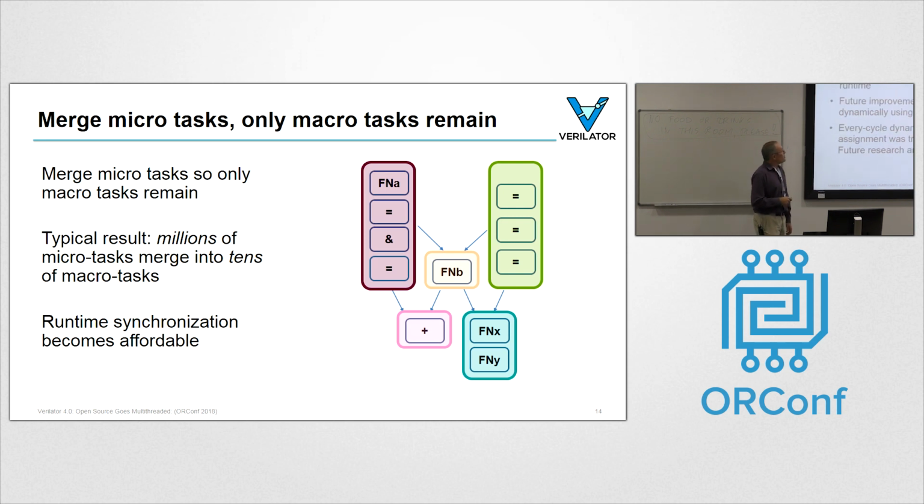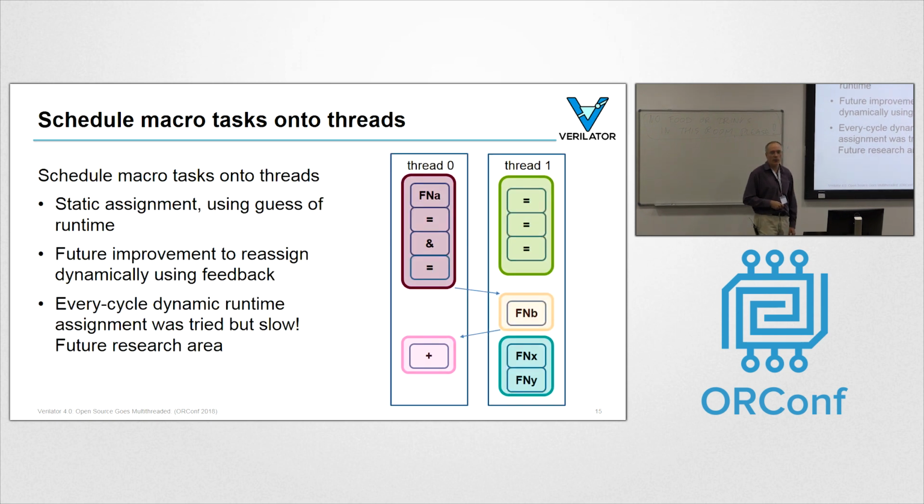Then the final thing I need to do is statically assign these macro tasks onto threads. So in this picture, I have 2 threads, for example. Okay? And it's just through heuristics decided that one macro task will run on thread 0, another macro task will run on thread 1. And then all these edges become cases where it has to do synchronization primitives between the threads.